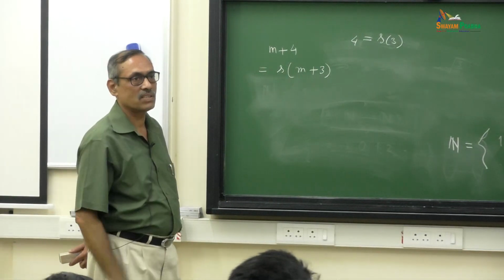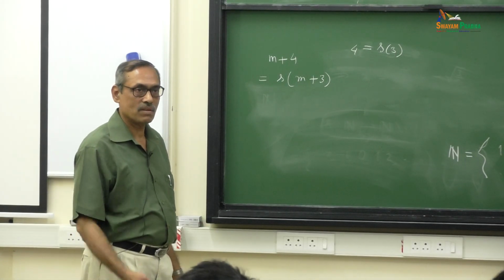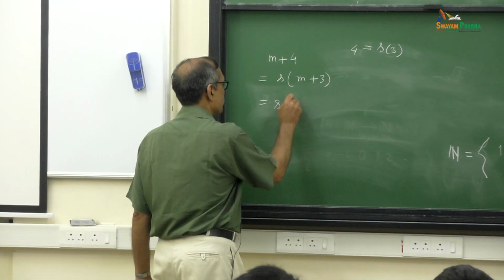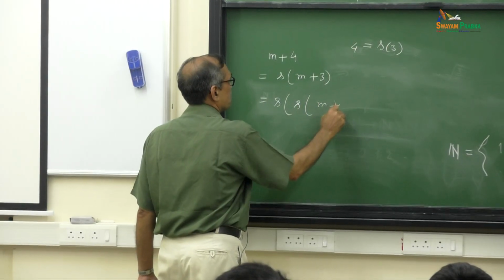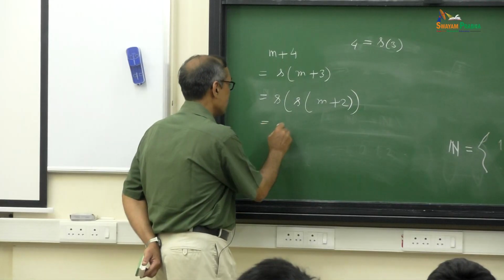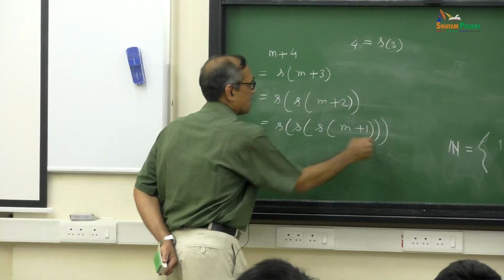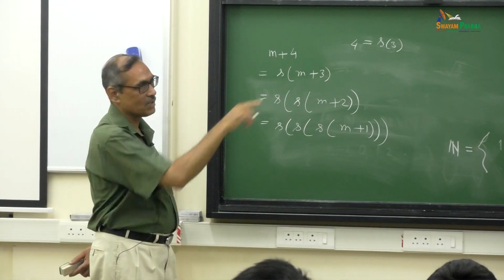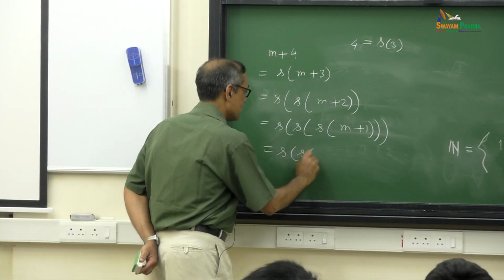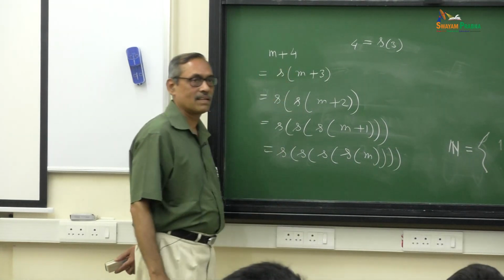m plus k, k is 3, right? But what is m plus 3? I don't know. 3 equals s of 2. So this will be equal to s of m plus 2, right? And what is this again? This is s of m plus 1, because 1 is there. And what is m plus 1? s of m, right.